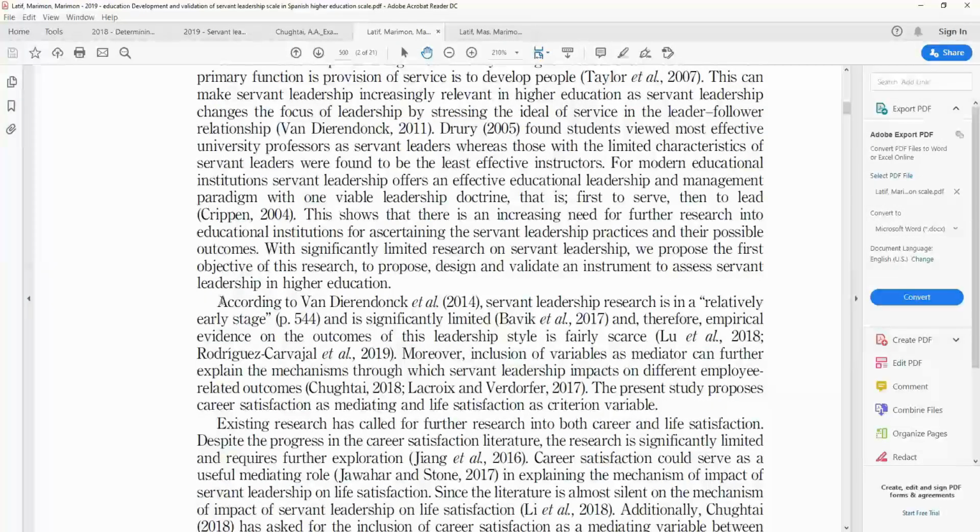Now, how do you get acquainted with how to write? Read, read, and read. The more you read, the more you understand how to write. Similarly, keep reading this paragraph, and this calls for, again, we've given the reference of Chughtai 2018, the paper we just read. And what did Chughtai say? Chughtai said that we have to include other mediators. Moreover, inclusion of variables as mediators can further explain the mechanisms through which servant leadership impacts on different employee-related outcomes. This was already there in the limitations and future research directions. So what we did, we just copied that information in here and gave a reference to further support our argument.